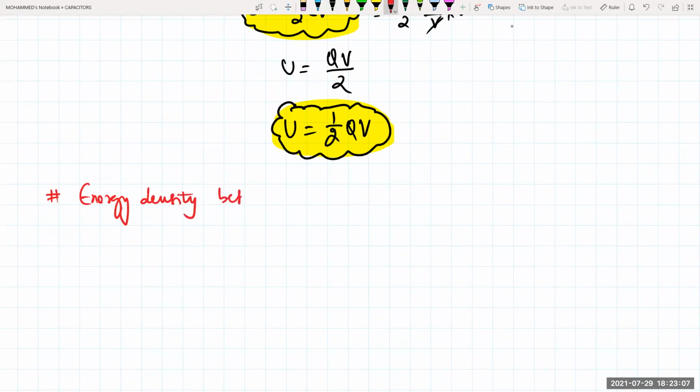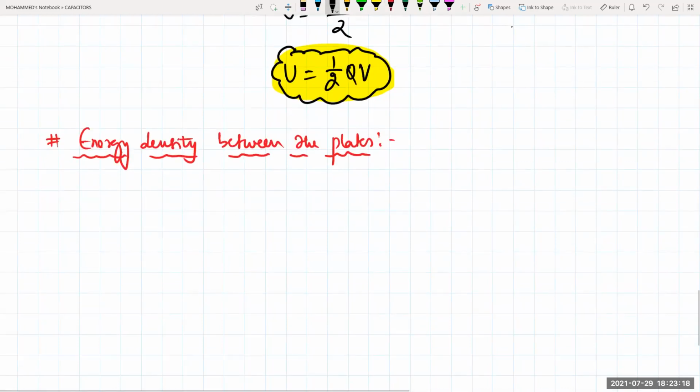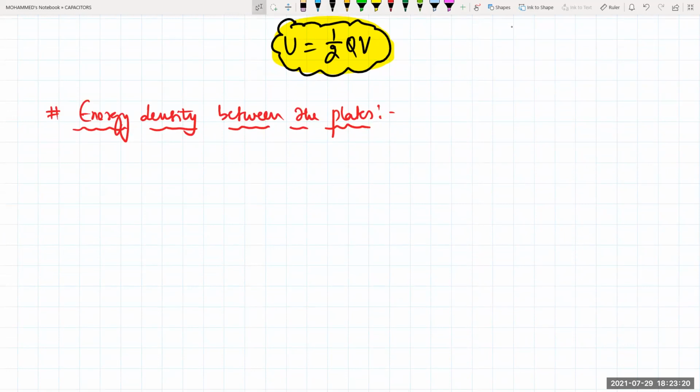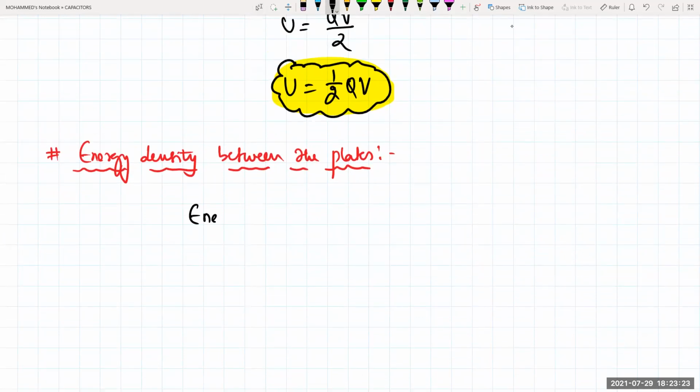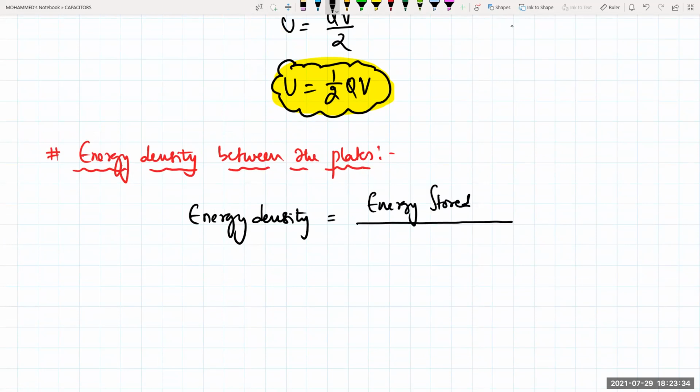Energy density between the plates. What do you mean by energy density? This also came in our first year. Energy density means energy stored per unit volume. So energy density is equal to the energy stored per unit volume of the capacitor.